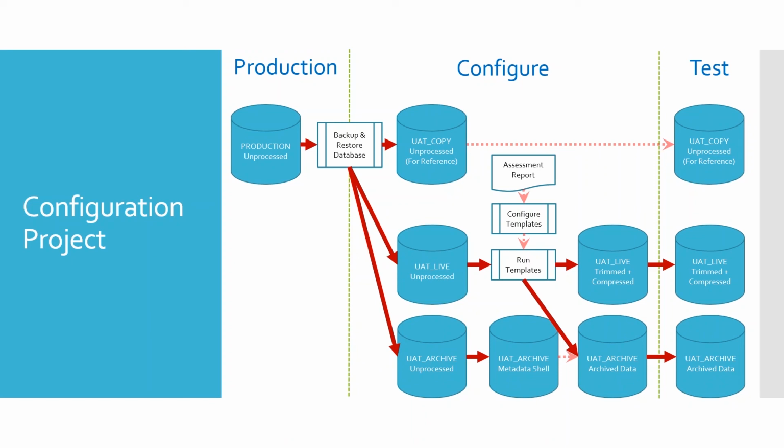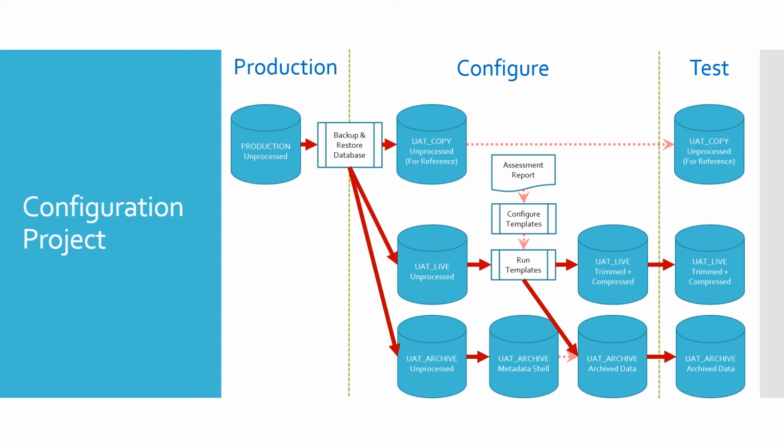Let's follow the UAT archiving path down at the bottom. So what happens now is the UAT archiving database, which has been restored from production, the next step is we delete all of the data out of UAT archive. So the only thing that's left is basically the setups, the configuration, the shell of the NAV database, right? There's no data in it. It's just the tables and the database configuration. So this is why you'll see in there it says metadata shell.